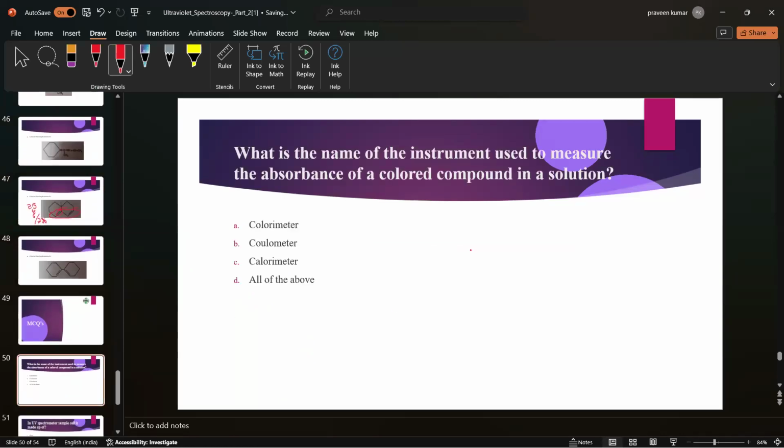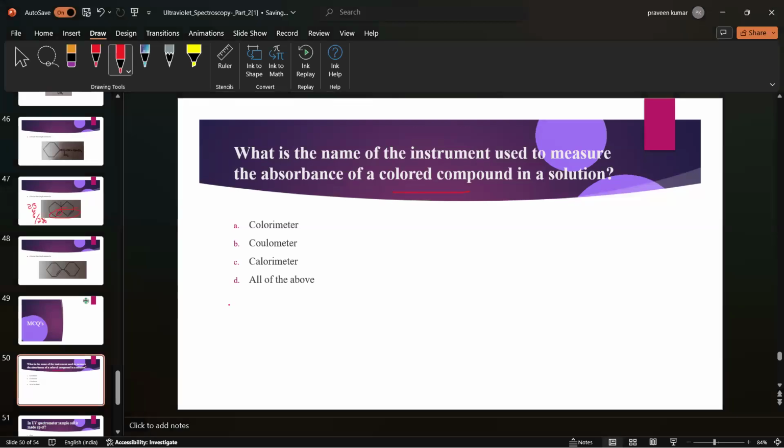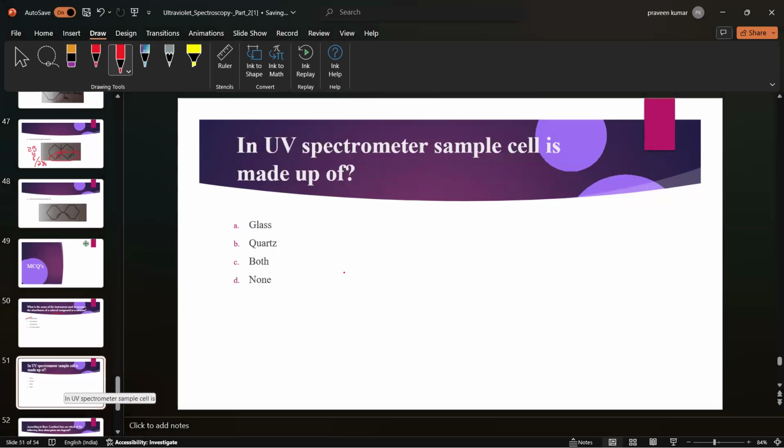Come on, guys, answer this question. What is the name of the instrument used to measure the absorbance of a colored compound in a solution? Answer this MCQ, everyone. Great. Colorimetry. Great. In a UV spectrophotometer, the sample cell is made up of.